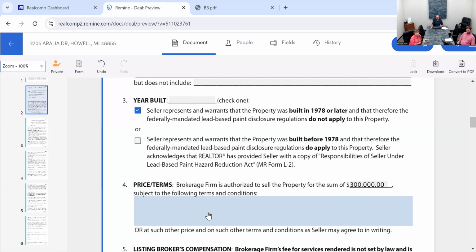Now you can add additional terms, subject to the following terms and conditions. And that's where I don't actually know what you would put in this box, to be honest. Would that have anything to do with the relationship between the buyer commission and all that? That wouldn't fit in there, right?